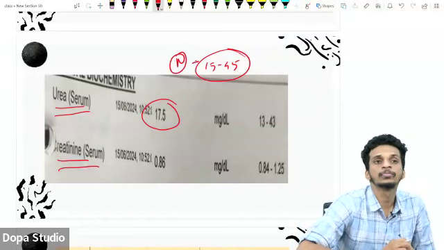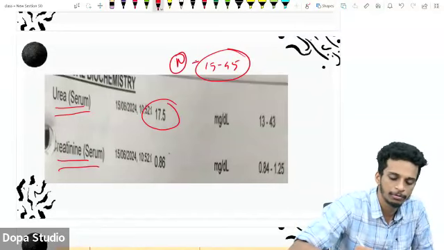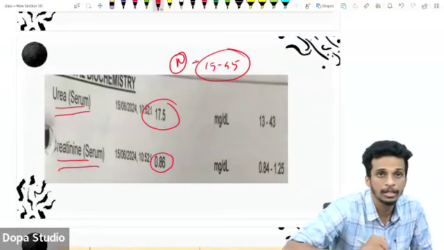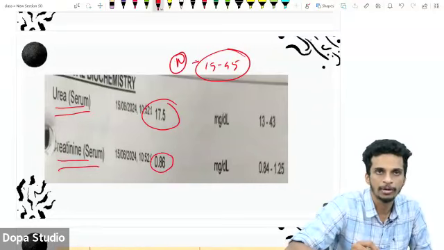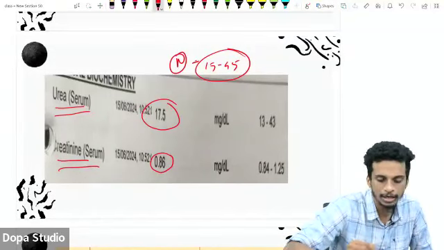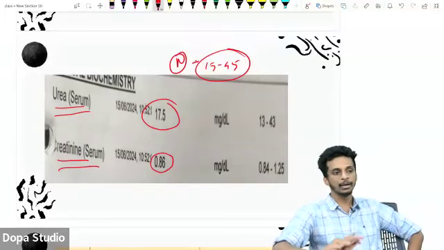And the normal value of creatinine, as we have already mentioned, is between 0.7 to 1.4. Here the creatinine is 0.86. So here it's a normal RFT, a normal renal function test. The urea is normal and the creatinine is also normal. Is that clear up to this point?